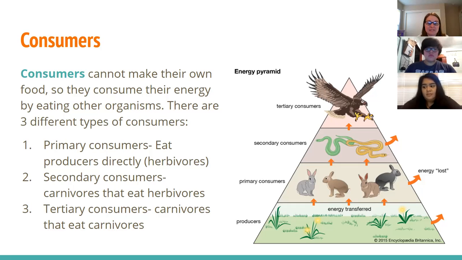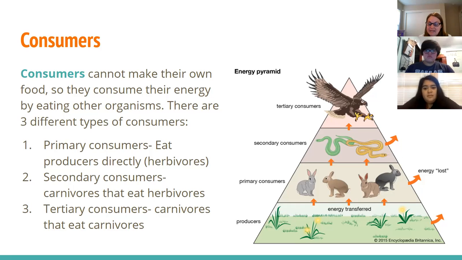So there are different types of consumers. A primary consumer is an animal that just eats the producers straight out. They don't have anything in between them. They just feed directly off of the plants, the producers. So in this picture, there are bunny rabbits that serve as your primary consumers, but there are all different kinds of primary consumers, which are herbivores.